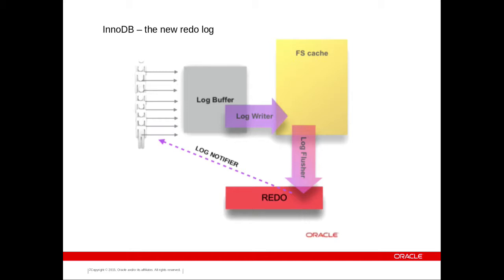The second part of the changes is related to the background threads which we introduced, which take care of writing the redo log from the log buffer to the file system cache, and from there doing the fsyncs to finally get some durability. And of course, the last problem that we had to solve was to effectively wait on the redo being written or flushed during the transaction commits.